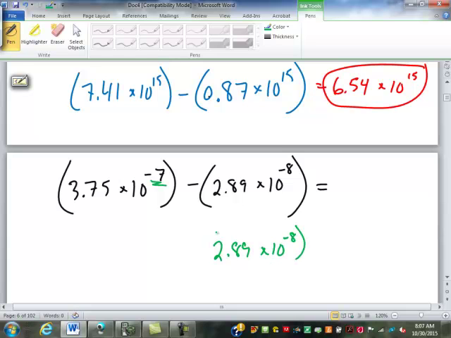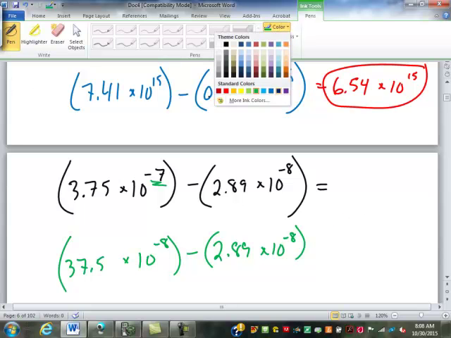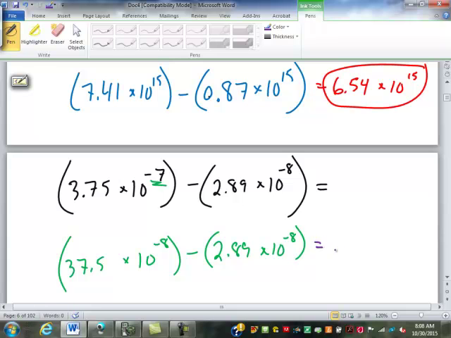We're going to leave that one the same. This one we're going to change to 10 to the negative 8. Did the power get bigger or smaller? From negative 7 to negative 8 is getting smaller. So the number gets larger by a decimal place. So 37.5. So now we go ahead and subtract. What are you going to get? 37.5 minus 2.89 is 34.61 times 10 to the negative 8.